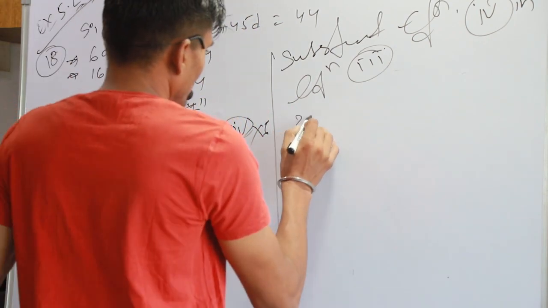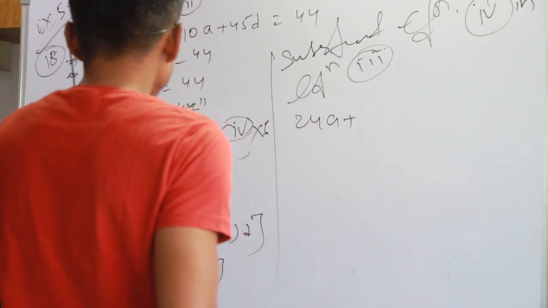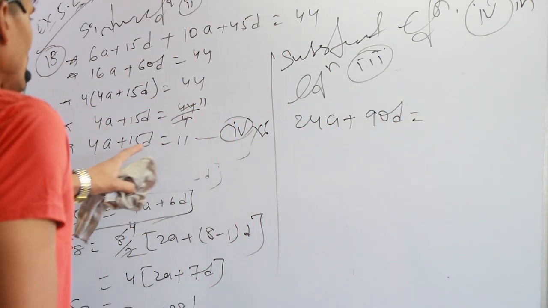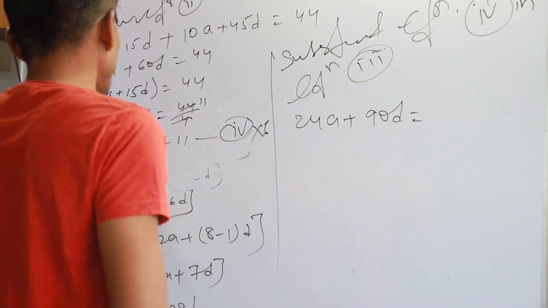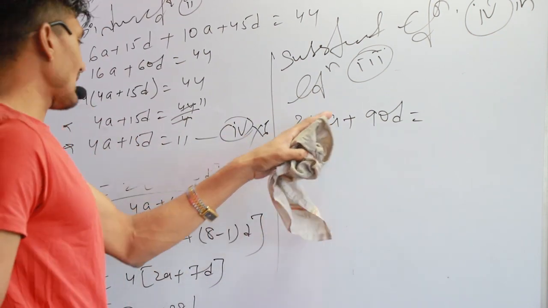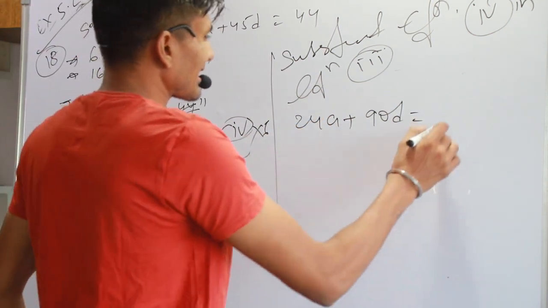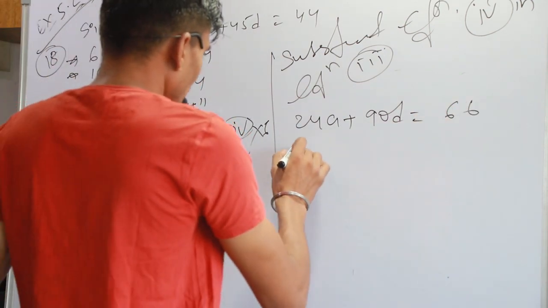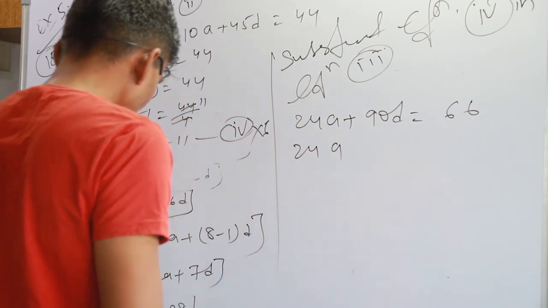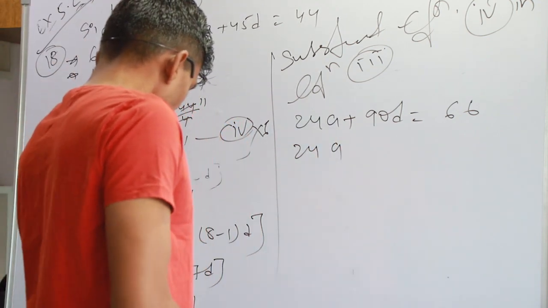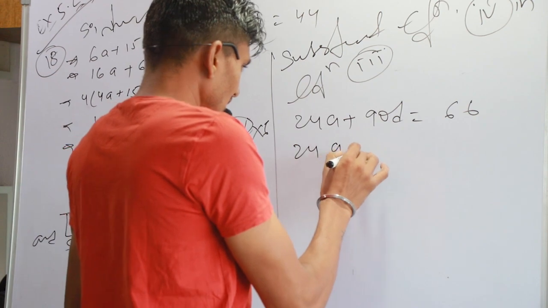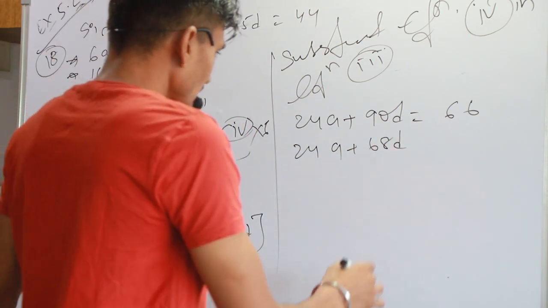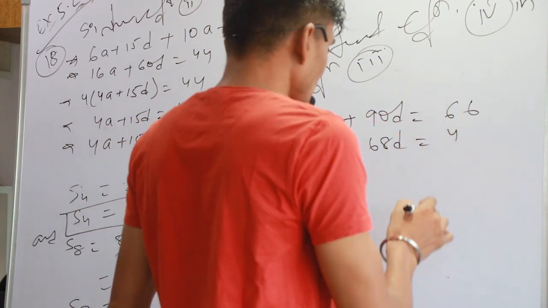This is 24a plus 102d equal to 72. And 6 into 4 is 24a, 15 into 4 is 60d... 6 into 11 is 66. 17 into 4 is 68d, 12 into 4 is 48.